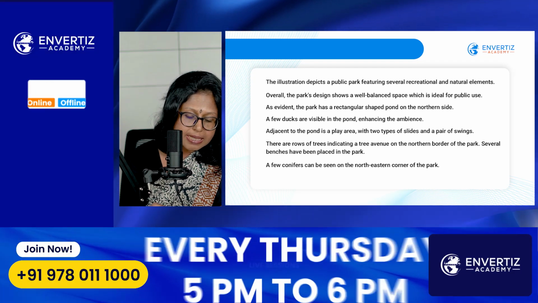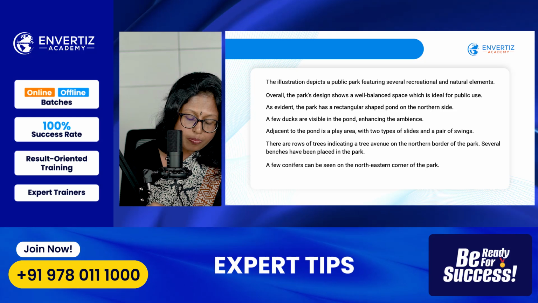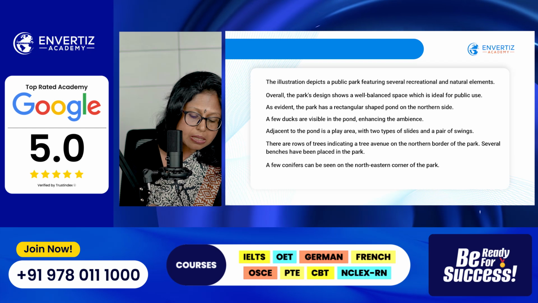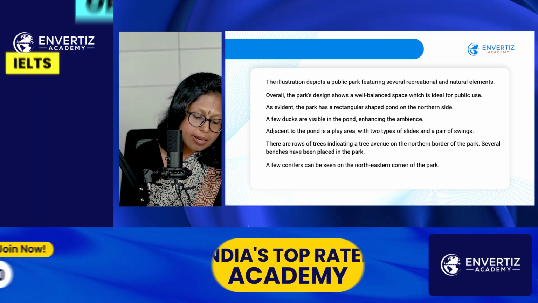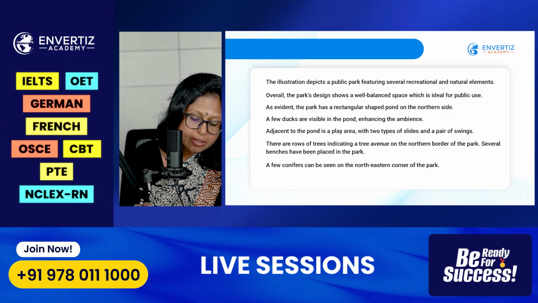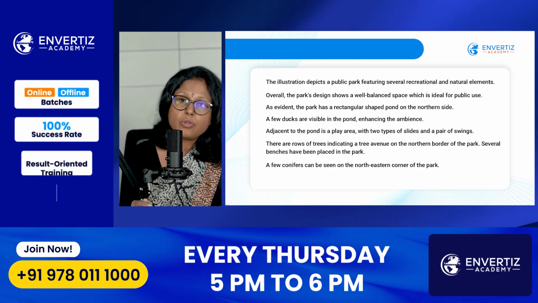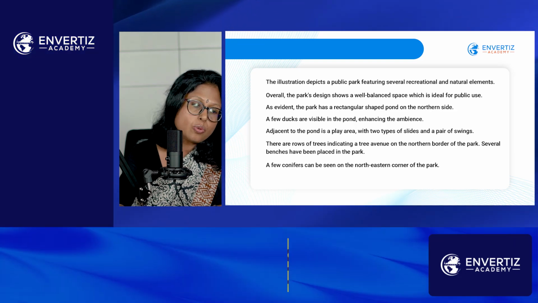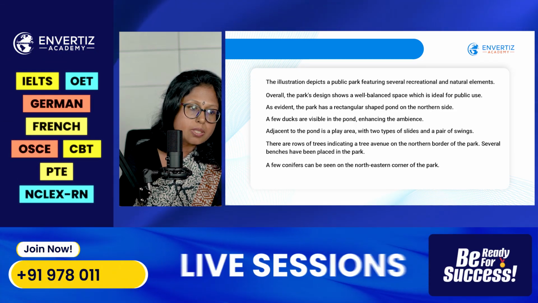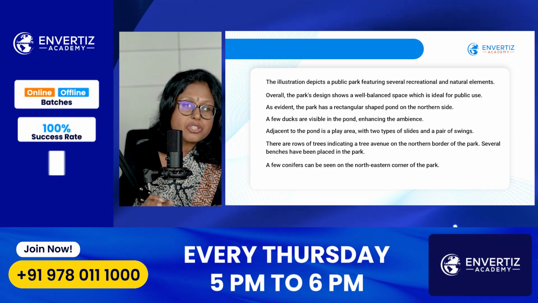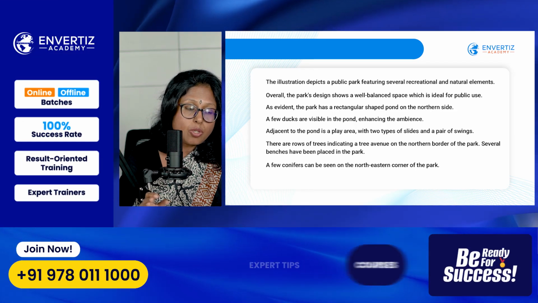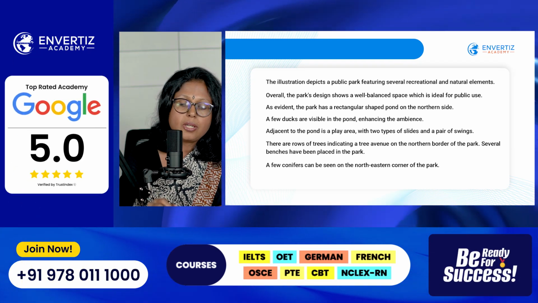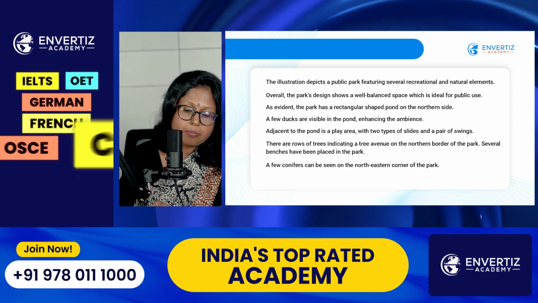There are rows of trees indicating a tree avenue on the northern border of the park. Several benches have been placed in the park. A few conifers can be seen on the northeastern corner of the park. See how I've used the directions very effectively. I've told where each of these are situated. So you can see I mentioned the conifers. Conifers are those pointed trees that we can see on the northeastern corner. So you can see that there are a couple of trees there, and I've described it. So this is how a simple map can be described.